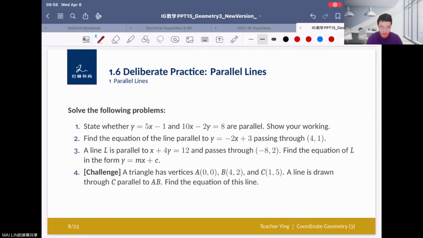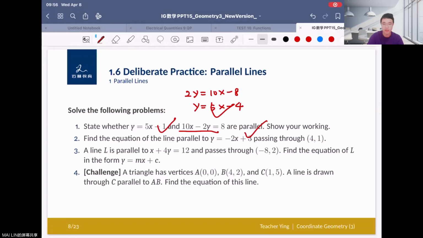So the first problem is: state whether the two lines y equals 5x minus 1 and 10x minus 2y equals 8 are parallel. So first we will rearrange the second form, right? That will become 2y equals 10x minus 8. That is y equals 5x minus 4. Okay. So you can find the new line and the original line have the same gradient. They are equal to 5. So we can say they're parallel lines, right? Okay, they're parallel. We proved this.